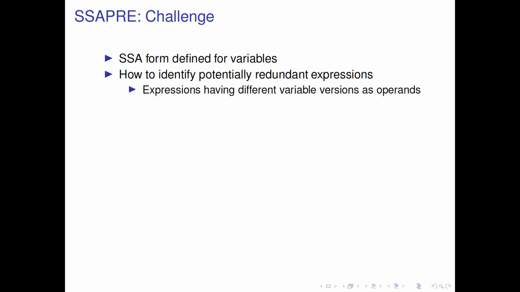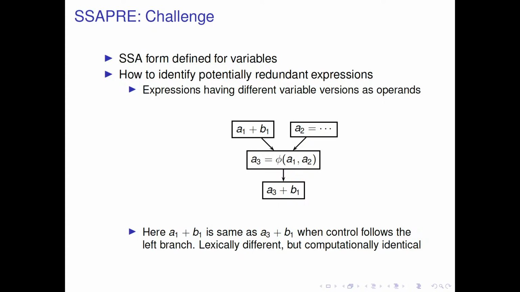Or in some cases, there might be another assignment to A here. How do you distinguish between the previous case and this case, where now A has changed? Earlier A has not changed. Version numbers will keep changing. So here is a concrete example. Is A3 plus B1 partially redundant or not?